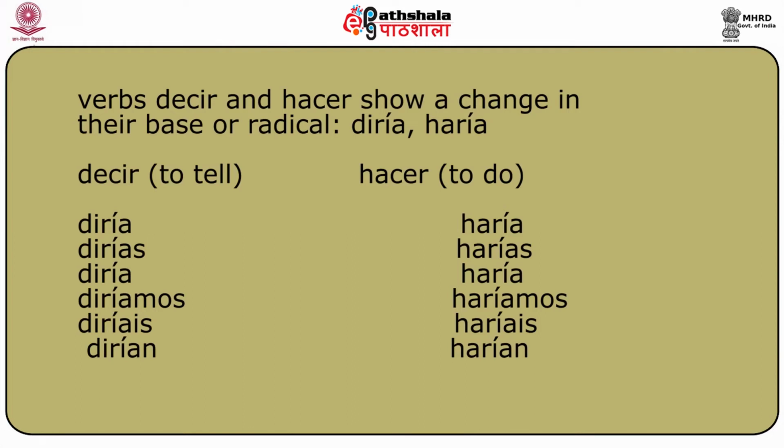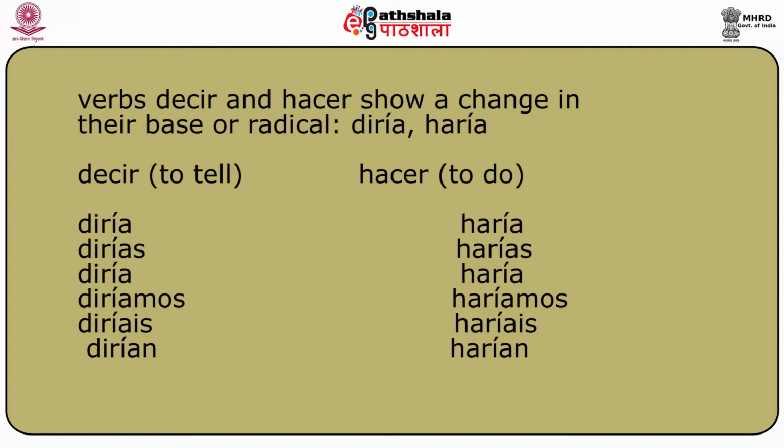We just have to be careful and remember always that the verbs decir and hacer show a change in their base or radical. For example, diría, or in the case of hacer, it will be haría. Decir, to tell, is conjugated as diría, dirías, diría, diríamos, diríais, dirían. Hacer, to do, is conjugated as haría, harías, haría, haríamos, haríais, harían.